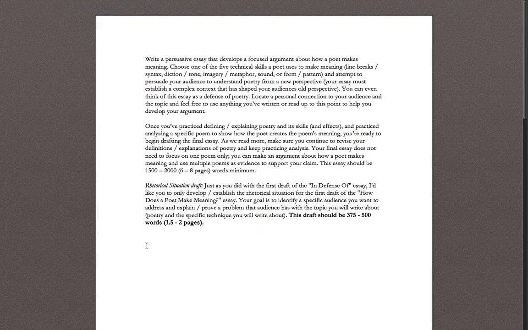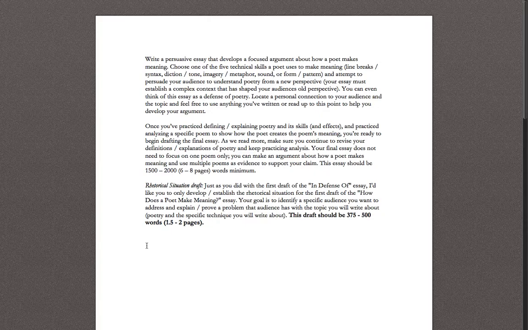So the prompt says, write a persuasive essay that develops a focused argument about how a poet makes meaning. Choose one of the technical skills a poet uses to make meaning: line breaks, syntax, diction, tone, imagery, metaphor, sound, or form and pattern, and attempt to persuade your audience to understand poetry from a new perspective. Your essay must establish a complex context that has shaped your audience's old perspective. So the very foundation is that you are writing to an audience who doesn't understand, doesn't like poetry, has a misinterpretation of what it is. They have this particular view of it that is problematic. You can even think of the essay as a defense of poetry.